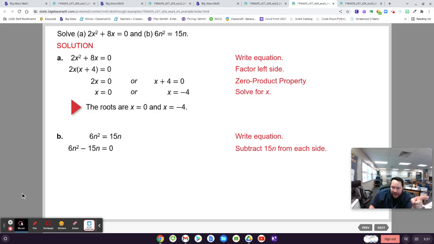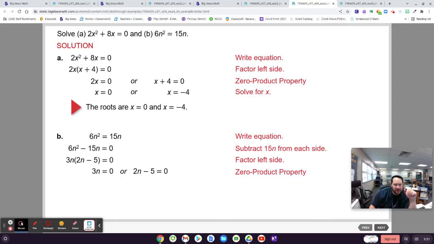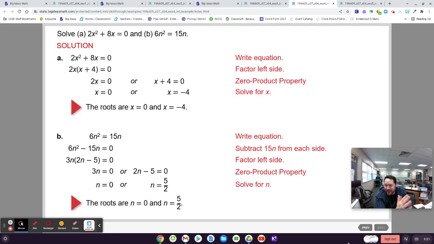Now you can factor out something. What is the GCF of 6n squared and 15n? Yeah, it's 3n. So you're going to pull out a 3n, and you get that. So now find the roots of that equation. All right, so you're going to solve 3n equals 0 or 2n minus 5 equals 0. So you solve and you get 0 or 5 halves, or 2.5. Okay, again, two more great examples to add to your notes for 7-4.